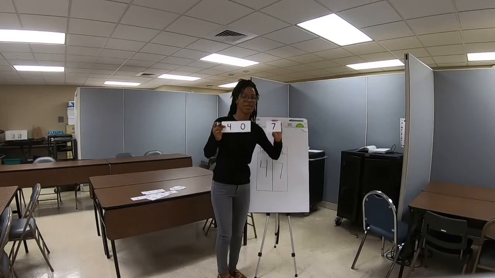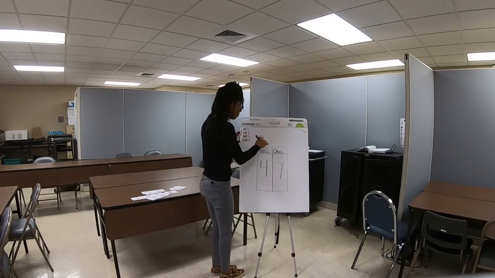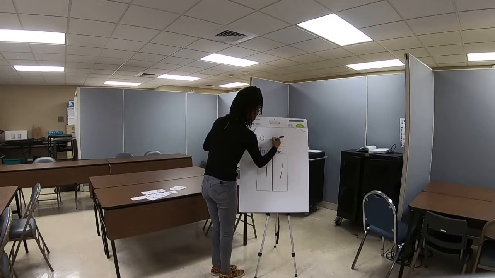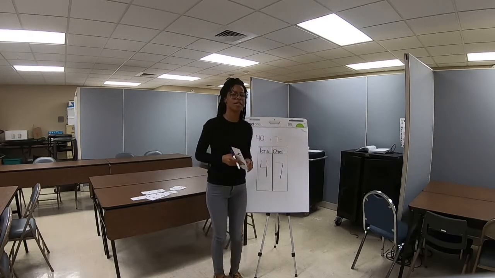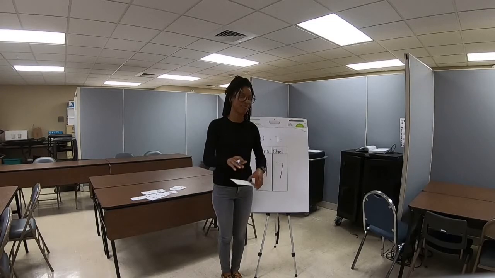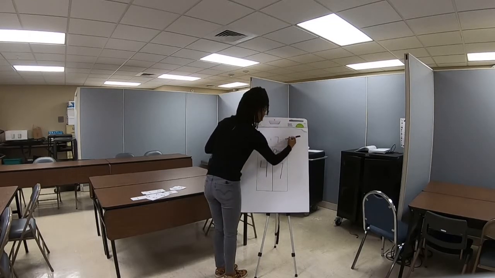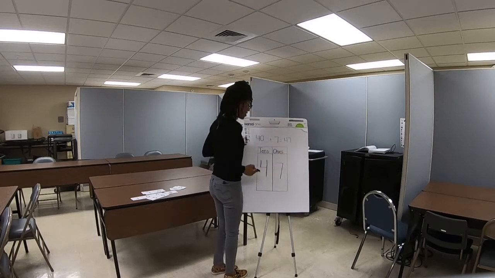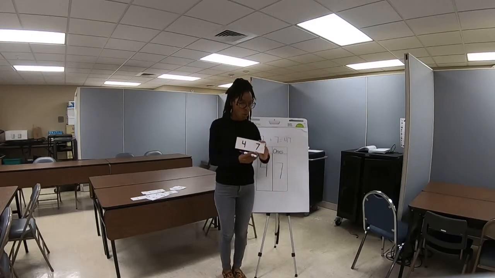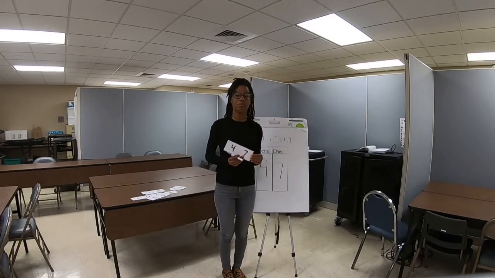So let's put that into an addition sentence. So we have 40 plus 7 equals, what's 40 plus 7? 47. Awesome job. Good job. Okay. Well, let's take it a little step further.